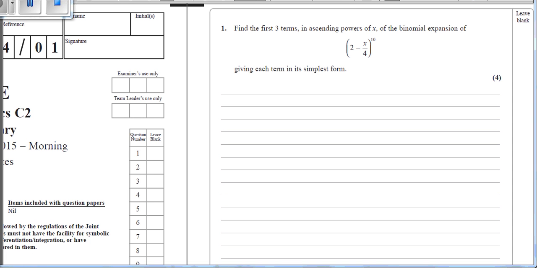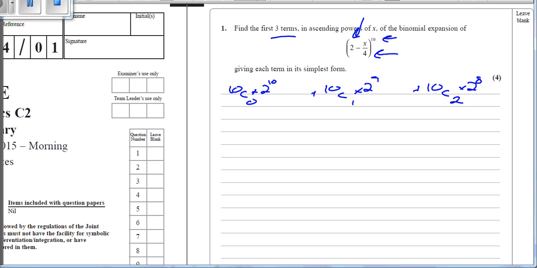So, don't do that. So we've got to work out the first three terms. We have a look at the power first of all, and it's 10, so it's going to be 10 choose 0, plus 10 choose 1, plus 10 choose 2. Then we have a look at this number here, which is 2, so it's going to be times 2 to the power of 10, times 2 to the power of 9, times by 2 to the power of 8.